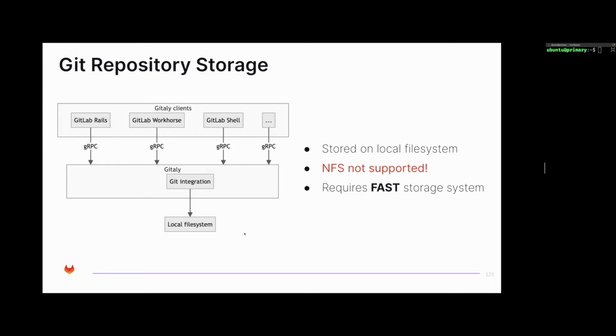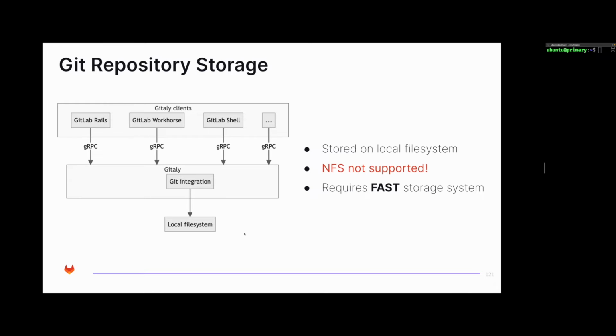The reason being that Git repository storage requires a fast storage system. If you have a Git operation, Git typically has a lot of small files to write into or to read from, and that requires this fast storage system. So if you run Git and Gitaly on other systems than local storage, then you might see problems in performance.